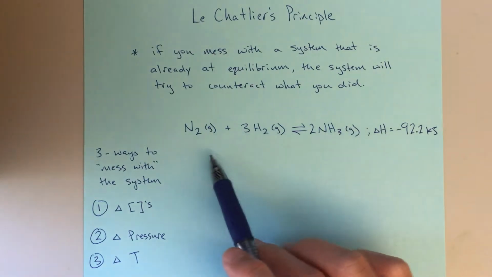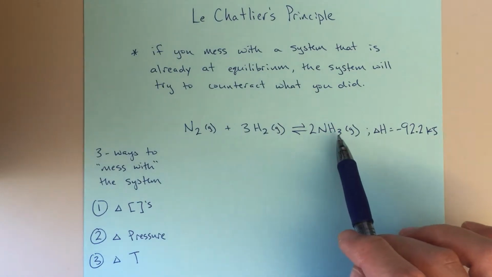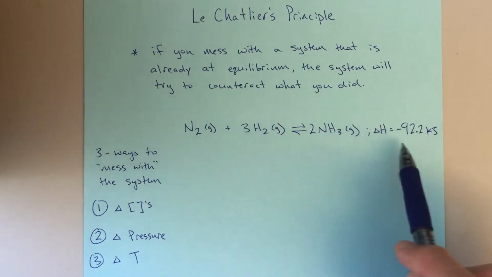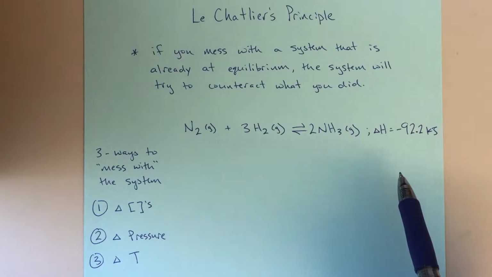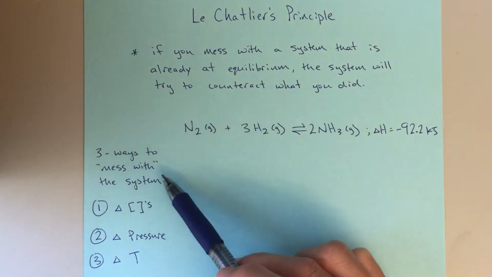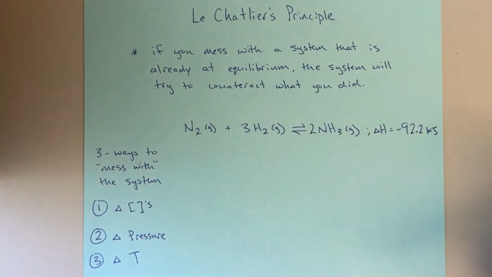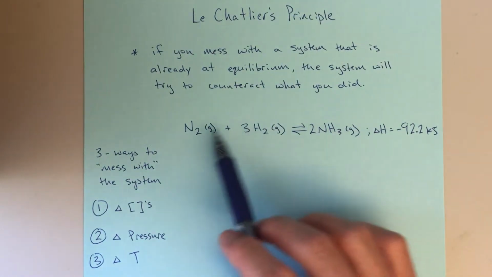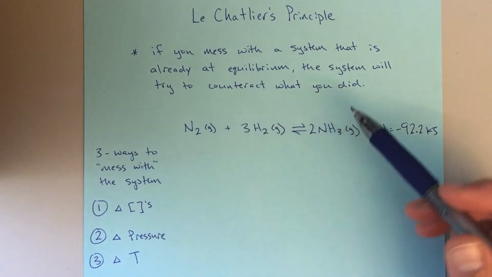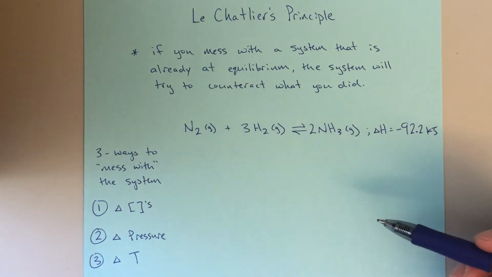This is a reaction that has N2 gas and H2 gas combining to form NH3 gas. I'm showing that it's an exothermic chemical reaction. And the first way that we can mess with our system is by changing the concentration. So I think in class we've talked about adding in more reactants or taking away some products, or vice versa, adding in more products or taking away some reactants.